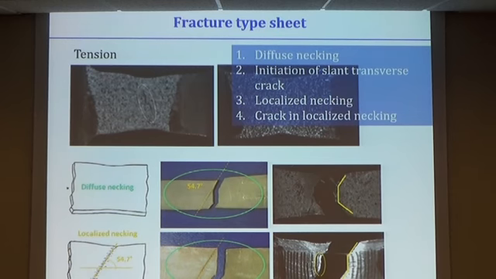When we tested the classical standard geometry, so the classical big samples in a static case, we had a completely localized necking followed by failure. So in the static experiments, classical geometry, it's clearly geometry dependent. We had localized necking followed by failure, almost no diffuse necking, or not visible diffuse necking.